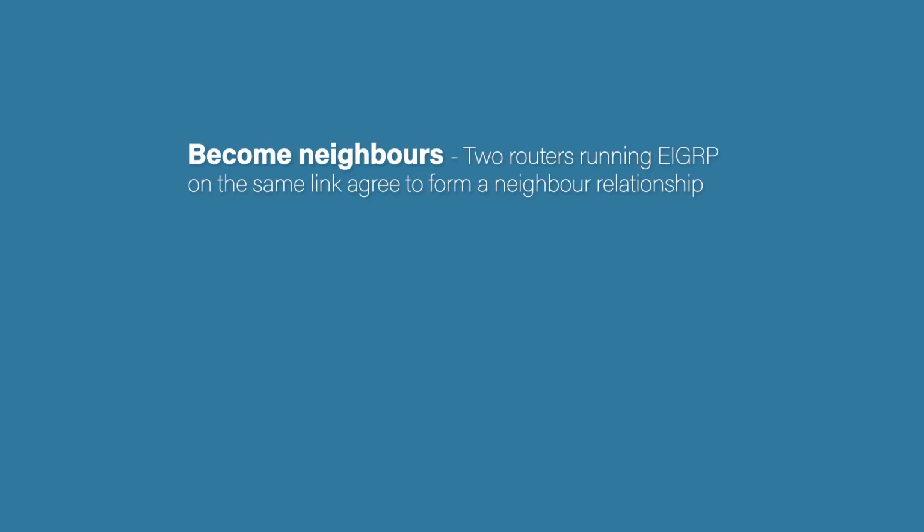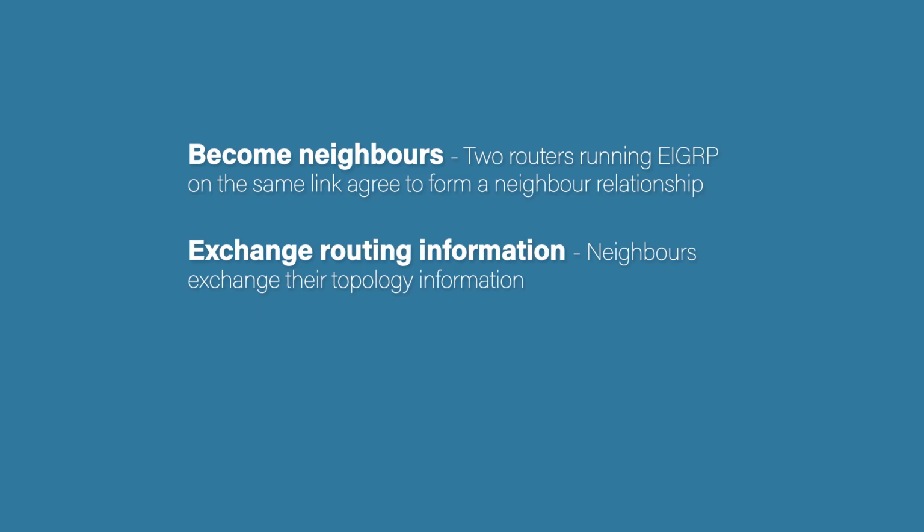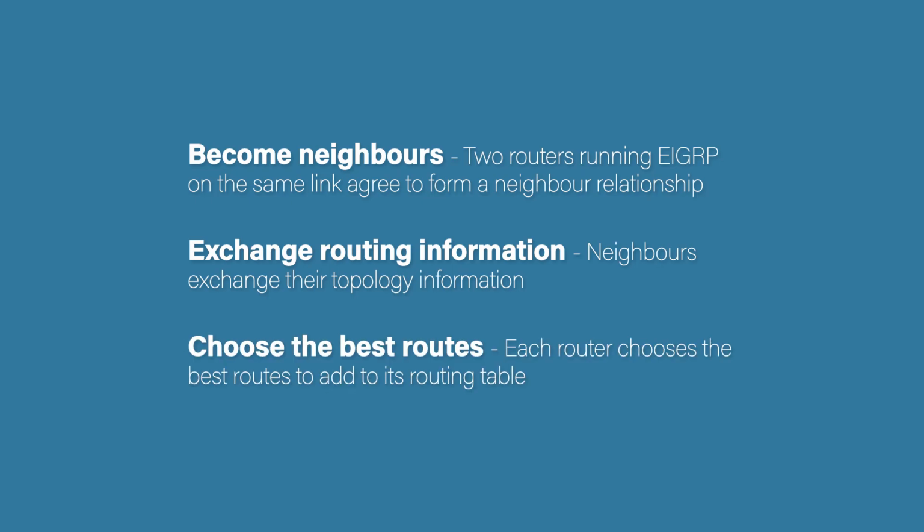EIGRP has a 3-step process. Becoming neighbors. Two routers running EIGRP on the same link form a neighbor relationship. Exchange routing information. The neighbors will then exchange topology information containing all the known routes and their metrics. Choose the best routes. Each router then chooses the best route to add to its routing table. We'll start with becoming neighbors.